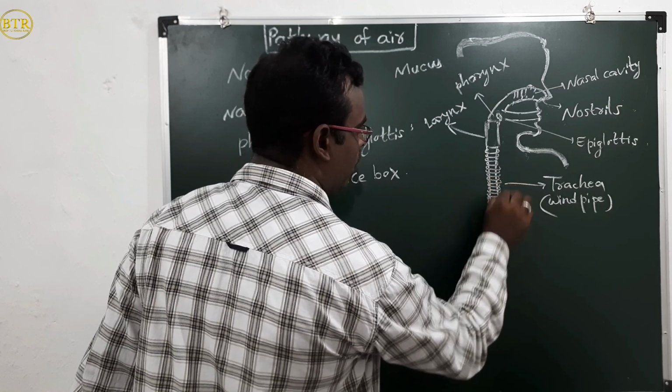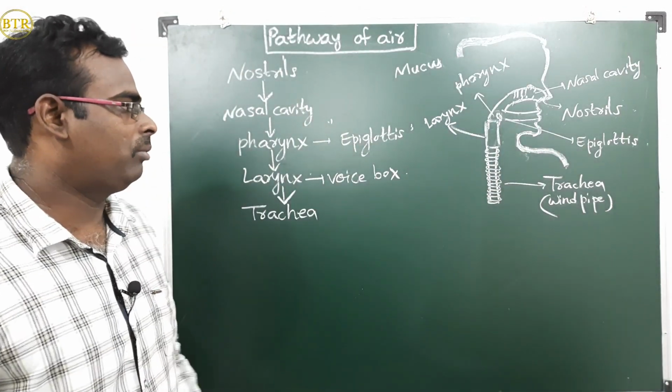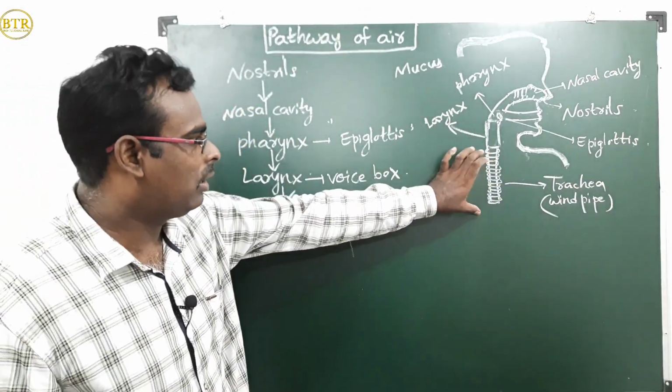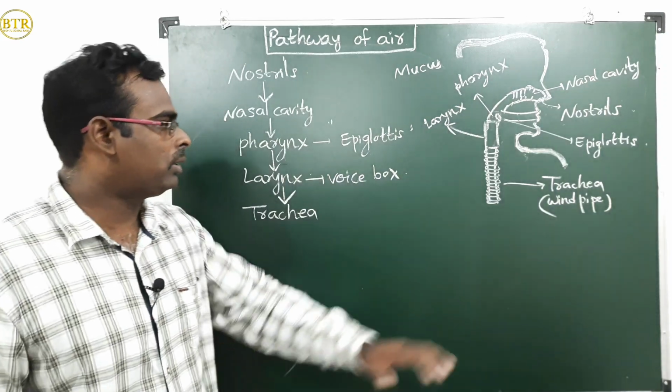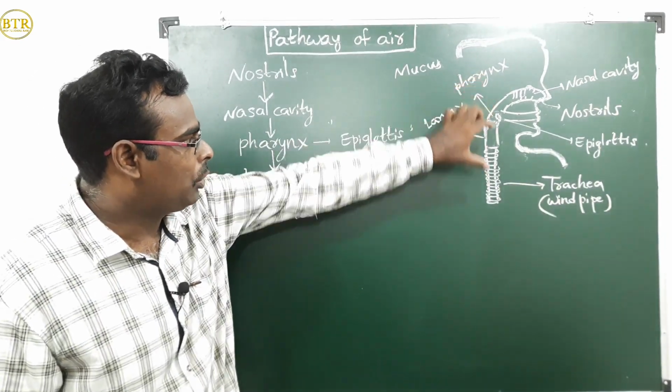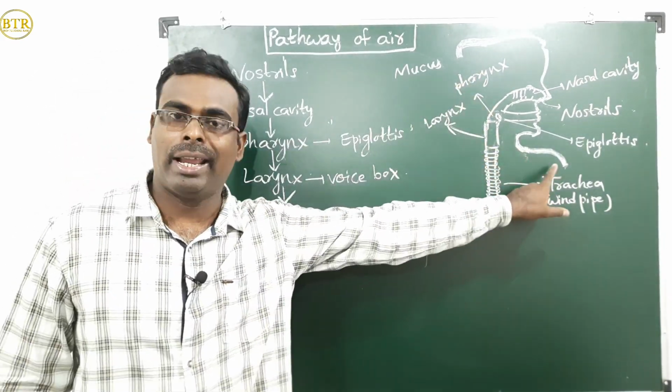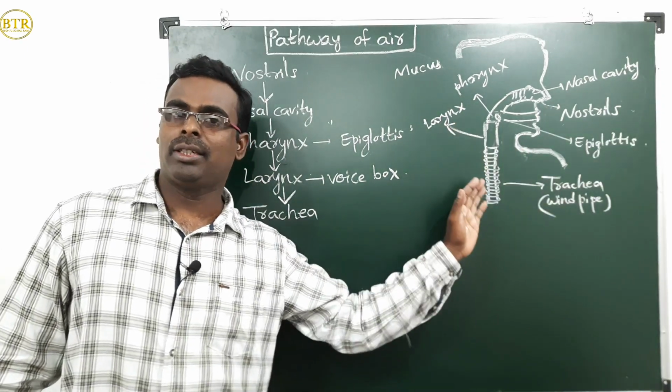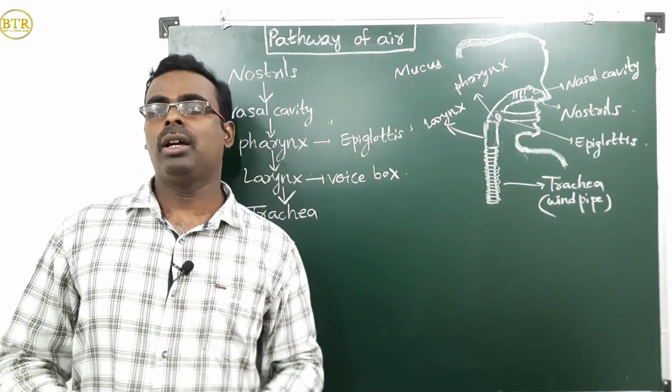So they will prevent the damage of the trachea from the air pressure. So this is the trachea, a tube-like structure. Below the larynx, a tube-like structure is present, that is called the trachea or windpipe. This trachea channels the air into the lungs.